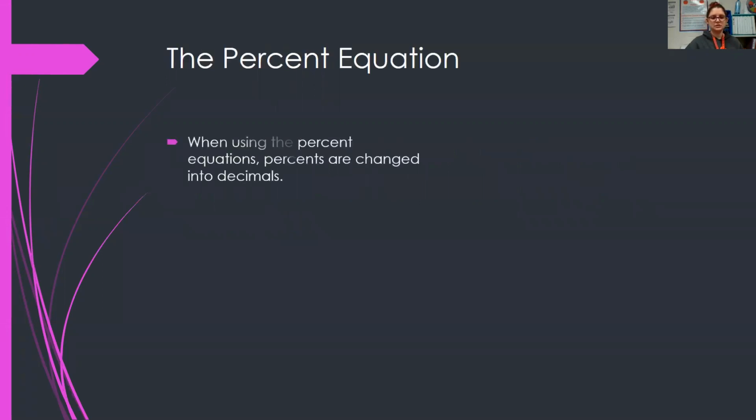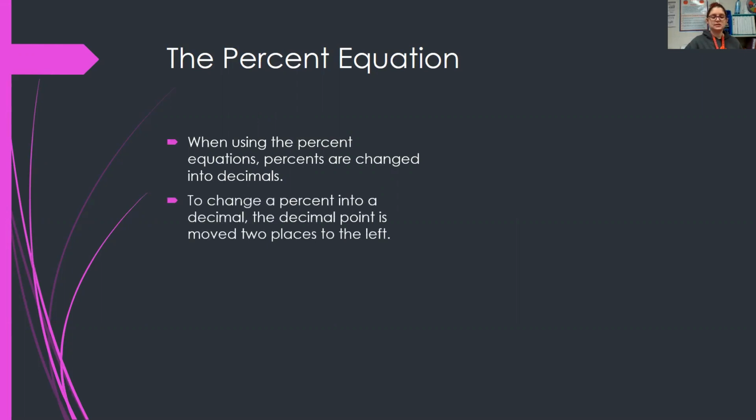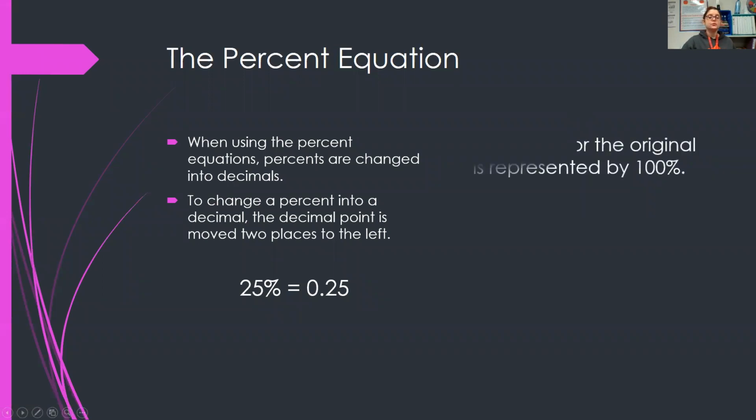So when using the percent equation, we have to first change our percent into a decimal. We can change a percent into a decimal by moving the decimal point 2 places to the left, or we think about it as dividing by 100. So for example, 25% is the same as 0.25. The other thing that we have to think about is how to represent the original number or the whole part. And this is represented by 100%. And when we turn 100% into a decimal, it's just represented by the number 1.